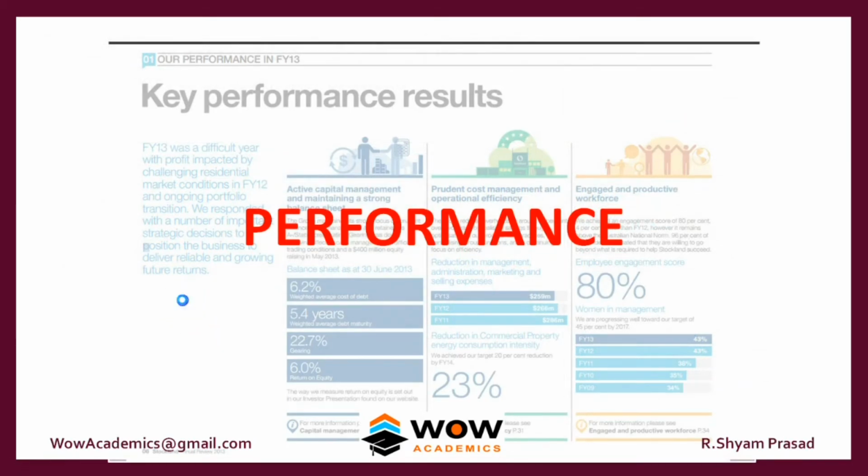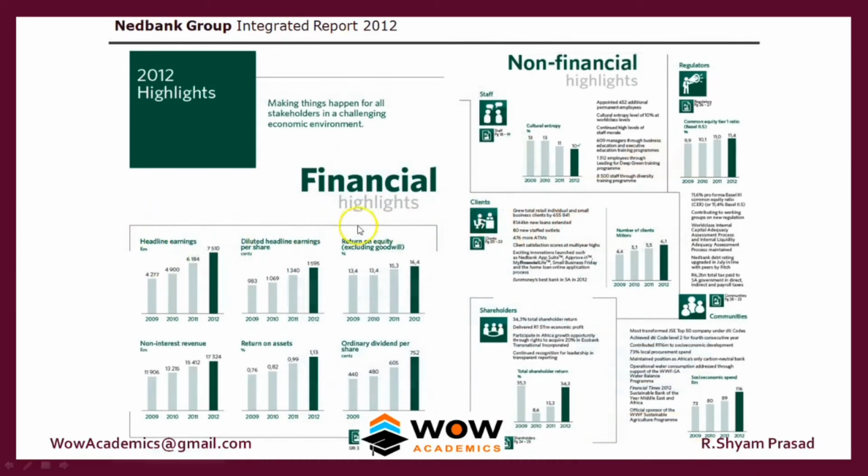This is the performance of the company. So this company's financial performance is here. Its non-financial performance is here. In terms of financial, they have earnings, diluted earnings, ROE, revenue, return on assets, and dividend per share. In terms of non-financial, they measure staff, customers, shareholders, communities, and regulators.